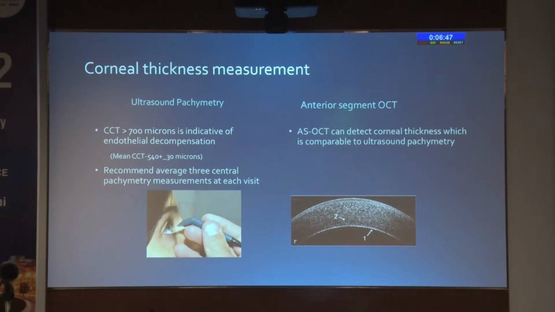Corneal thickness measurement, which can be done with ultrasound pachymetry or anterior segment OCT, shows that when the central corneal thickness is more than 700 microns, it is indicative of endothelial decompensation. The most important thing is that we should take an average of 3 central pachymetry measurements at each visit to overcome physician and technician variability.